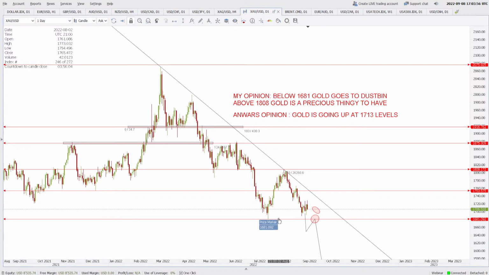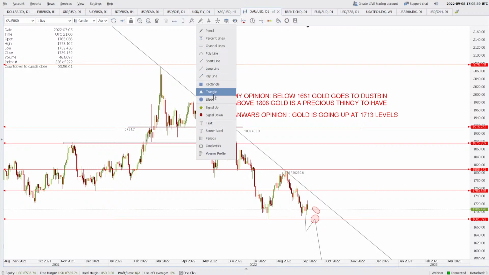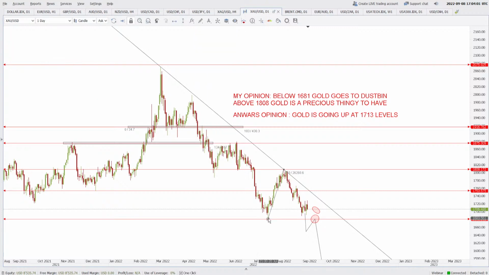Now it is entering this small triangle here. I will make that triangle. Okay, so let the market go beyond this triangle, either below or above, and then we will trade it.